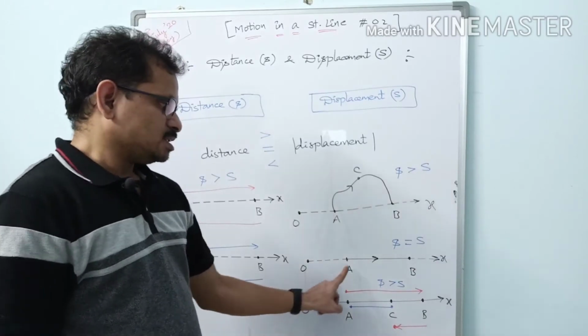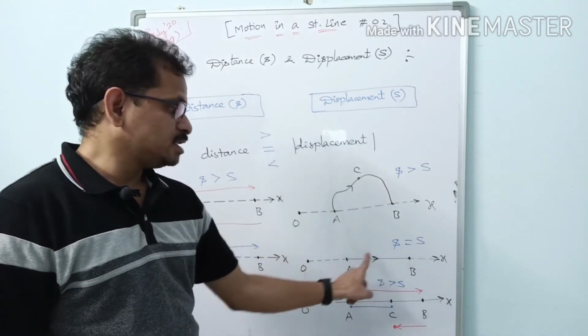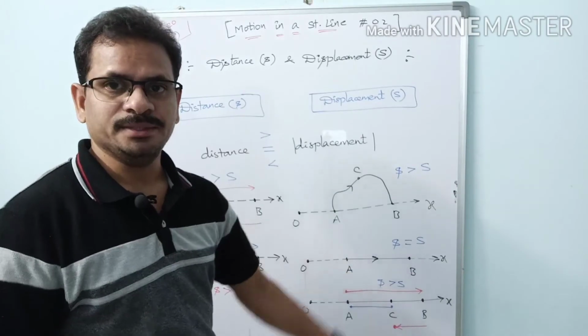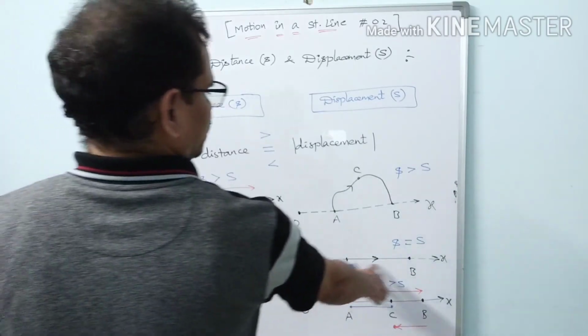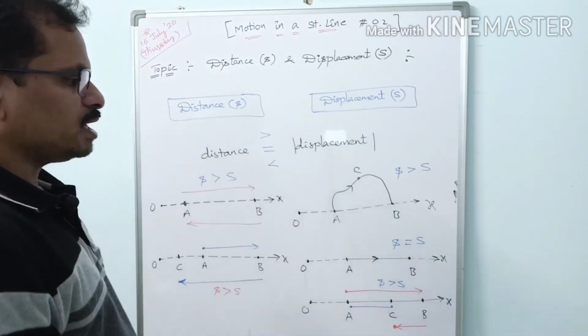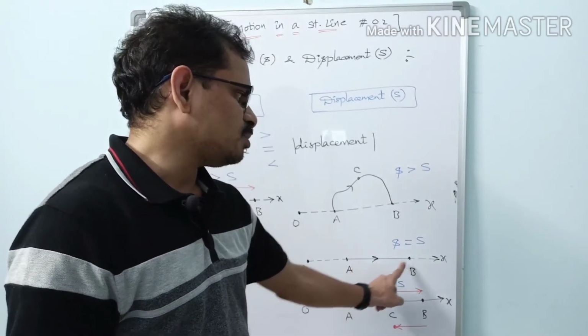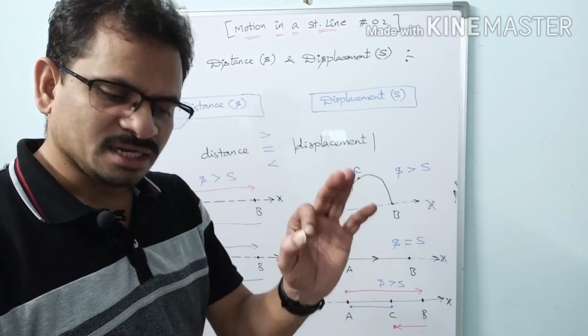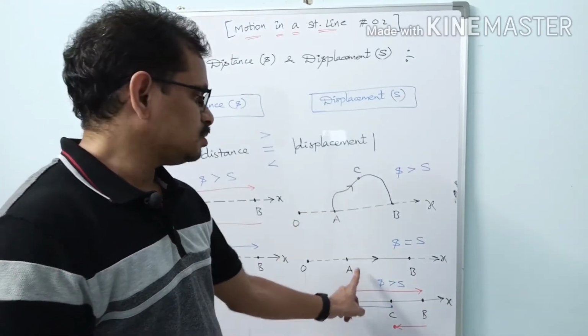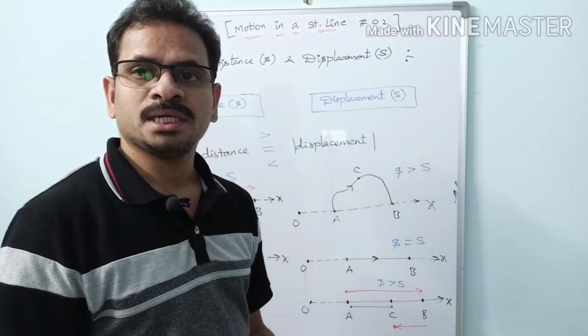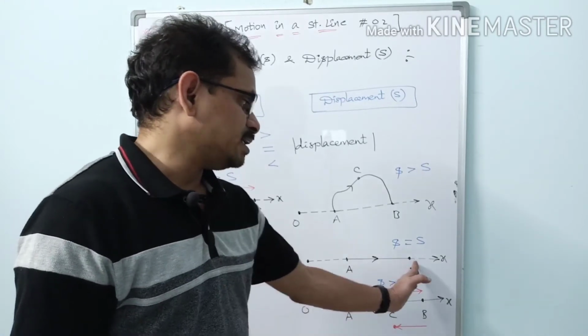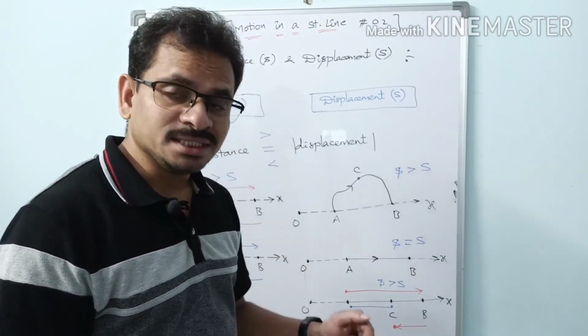Next example. Suppose the particle moves from initial point A to final point B on a straight line along the x-axis. In this case, what is the actual path? The straight line joining the initial point to the final point B is itself the actual path. So what is the distance here? Distance is nothing but the magnitude, the length of the straight line AB. And what is the displacement?